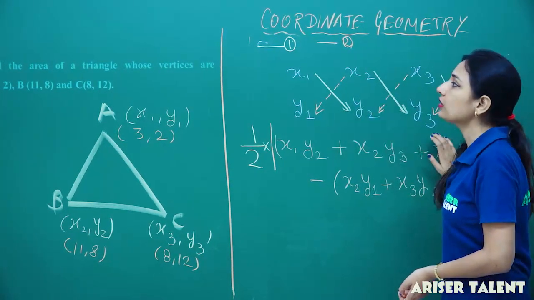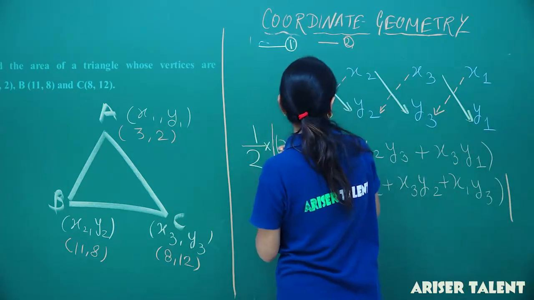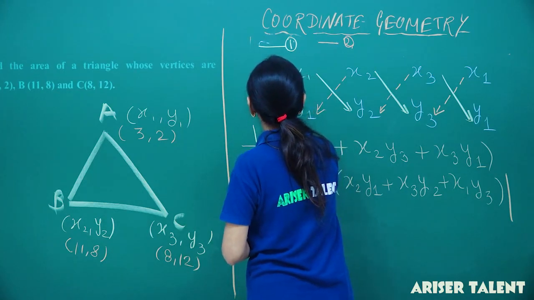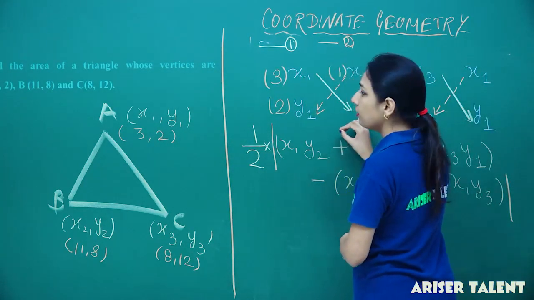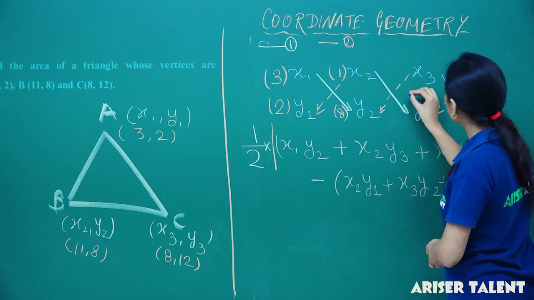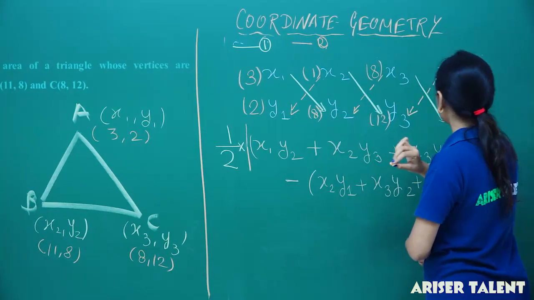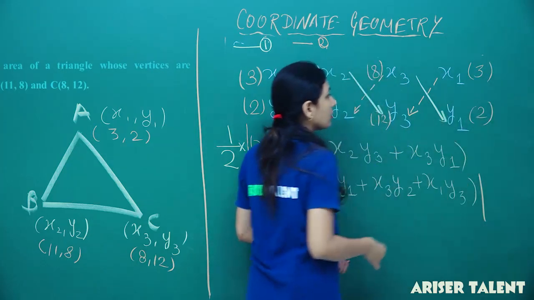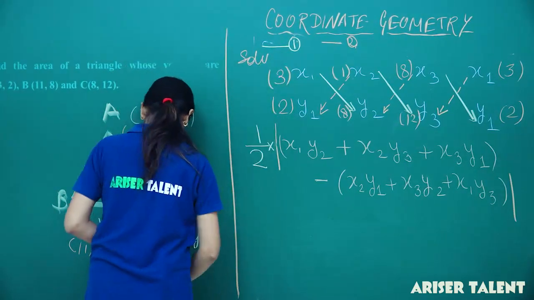I'll simply write the values here and we'll calculate it. So that x1 will be, with a different color, 3, and that will be 2. Here x2 is equal to 1 and y2 will be equal to 8. Now if I talk about x3, the x3 is 8 and this y3 is 12. Right? And now here x1 is again 3 and this y1 is again 2. Okay. So this is the solution.